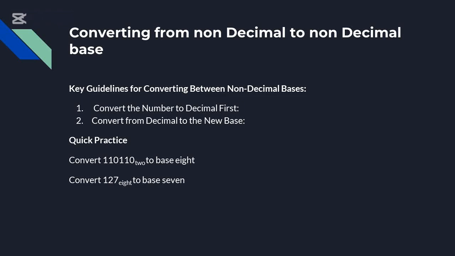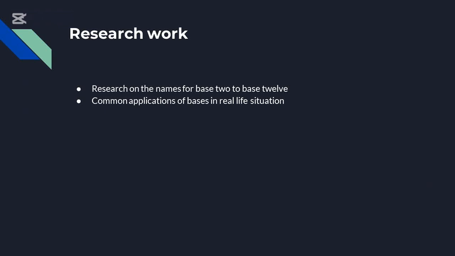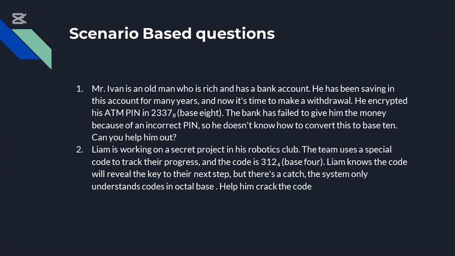Then the research work: you have to research the names for bases from base 2 to base 12, and give their common names and other names. For example, base 2 is binary, and you continue like that. Then you also have to research the common applications of bases in real life situations. Then the scenario-based questions, this is the part I will leave you with. I will expect you to do more research on the scenario questions.